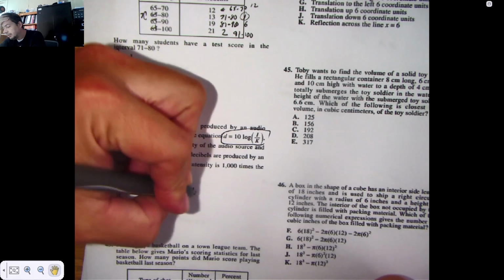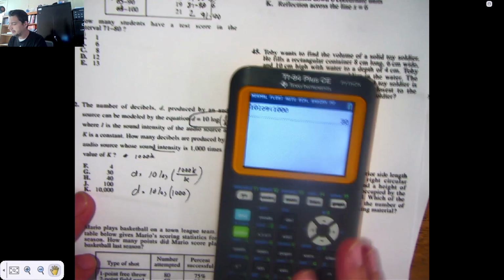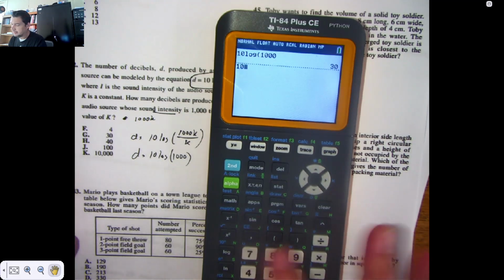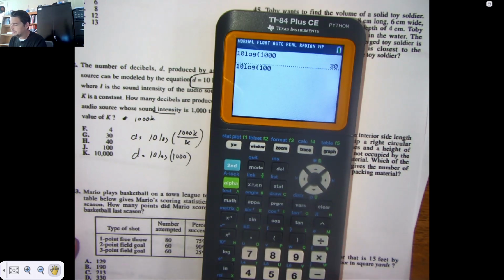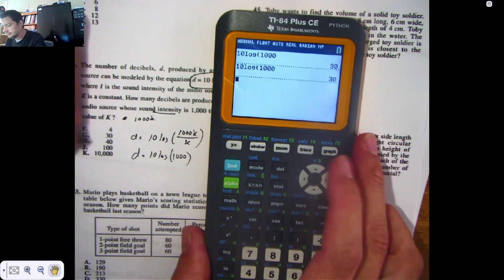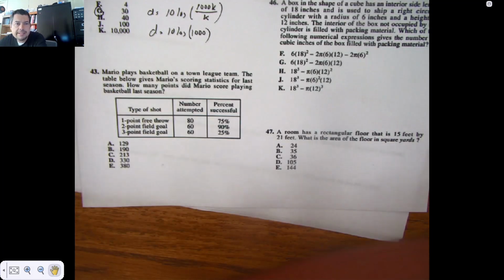So I'm just going to say decibels is 10 log, and I'm replacing this intensity, that's what I is for, with 1,000 K, and it's sitting over a K. And what happens is the K's cancel. So I'm actually just needing to figure this out. And even if I don't know anything about logarithms, if I can use substitution and plug stuff in, I can figure this out. Then I can go to my TI-84, I can type 10, I can find the log key right next to the 7, and I can press 1,000. And I get a 30. So 30 decibels.